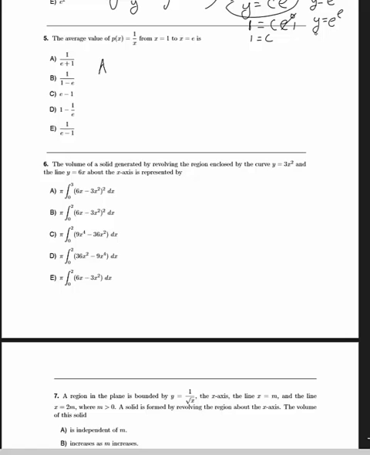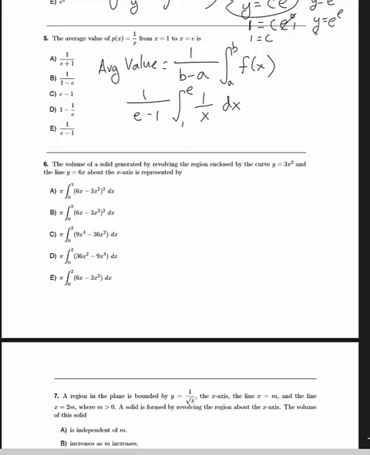Alright, next question is average value. And so for this we need to remember that the average value formula is 1 over b minus a times the integral from a to b of f of x. So in this case we're going to have 1 over e minus 1 integral from 1 to e of 1 over x dx. And I knew that 1 was on the bottom and e was up top for two reasons. First, it said from 1 to e. Second, we know e is 2.7 something, so it's going to be bigger.